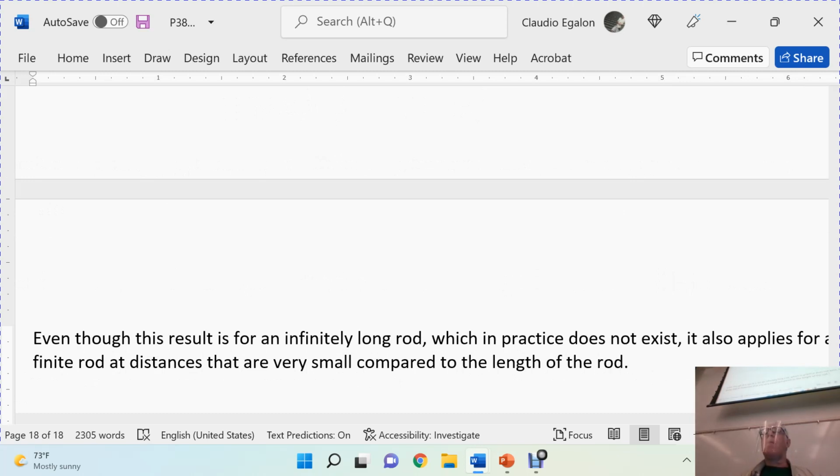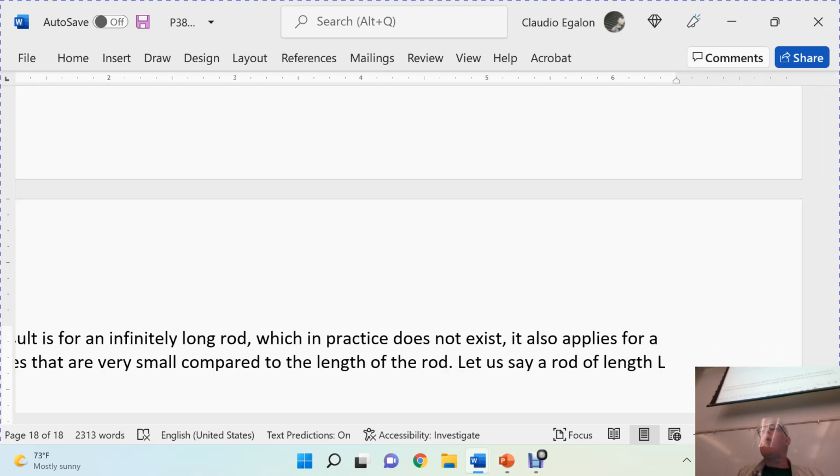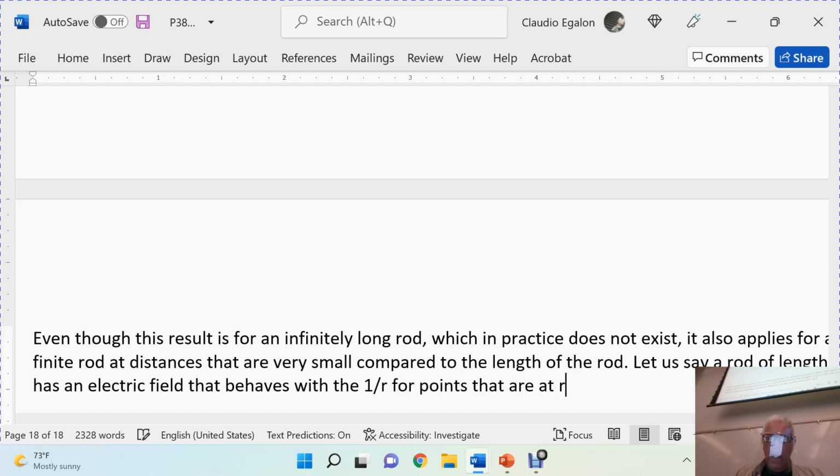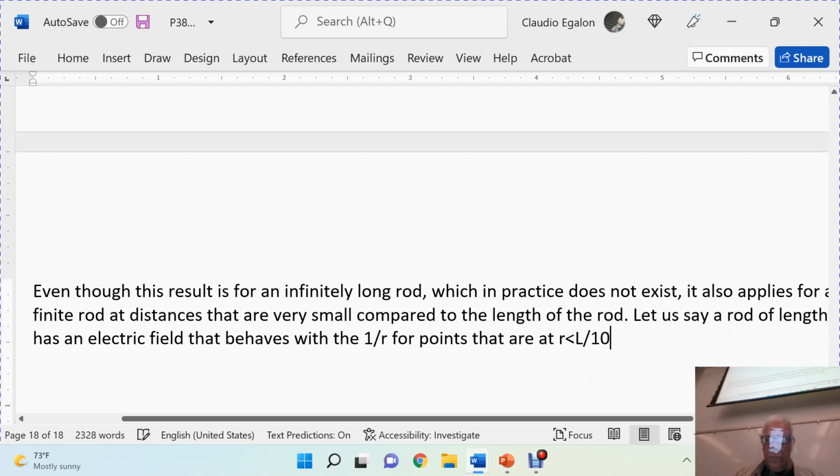Okay? So let us say a rod of length L has an electric field that behaves with the inverse of distance for points that are at position R less than L divided by 10. That's how you should interpret it.